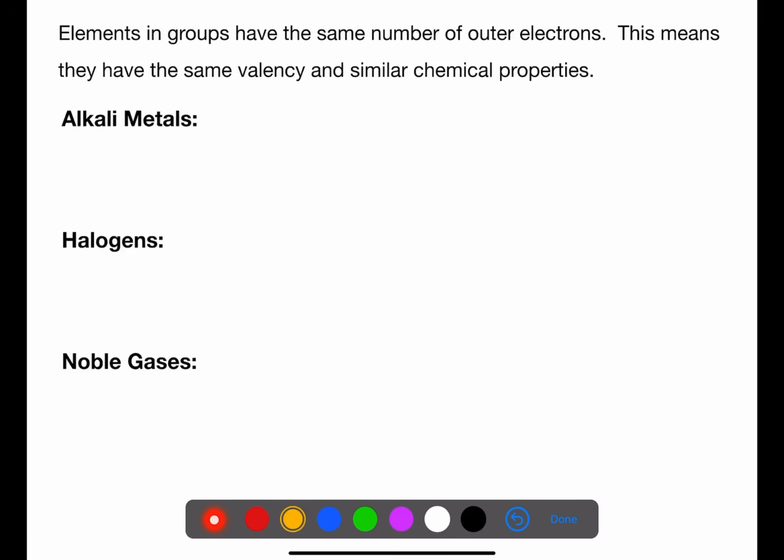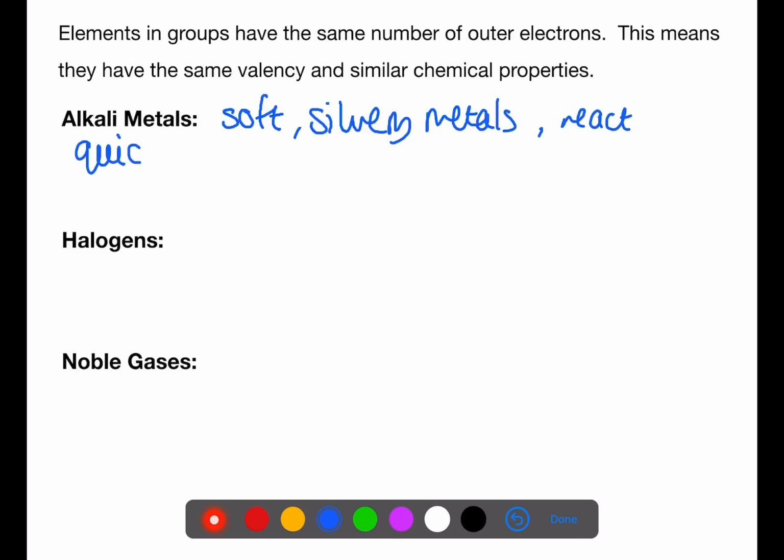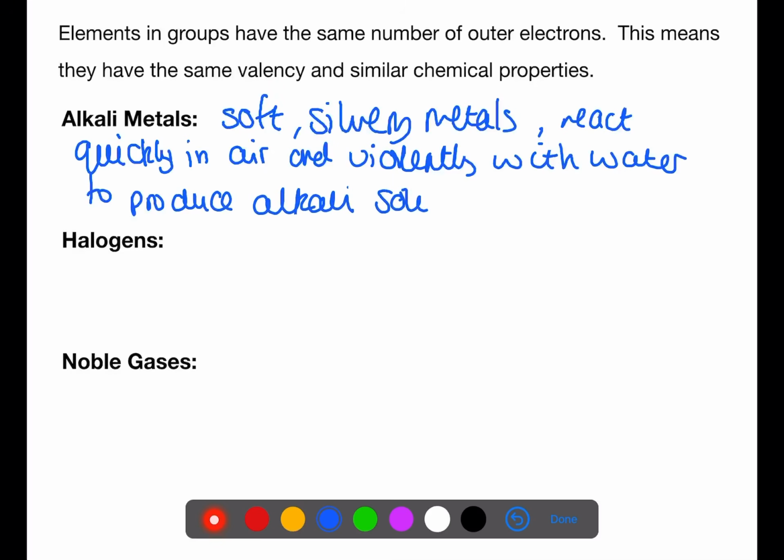Elements in groups have the same number of outer electrons. This means that they have the same valency and similar chemical properties. You should know a little about each of the different groups that we're looking at. The alkali metals are all soft, silvery metals. They react quickly in air and violently with water to produce an alkaline solution and hydrogen gas.